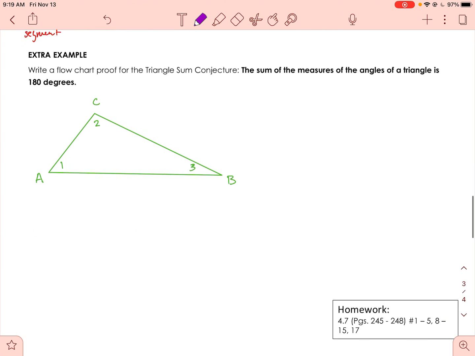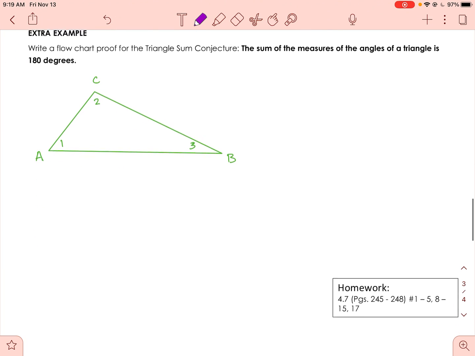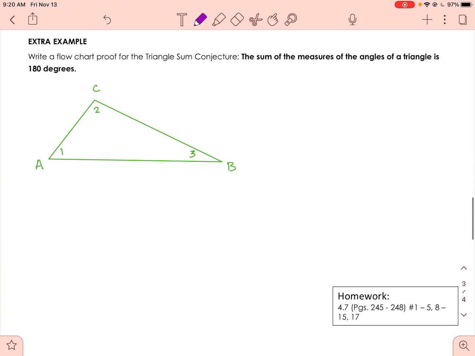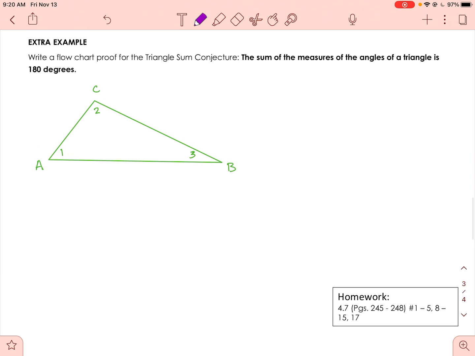Now, let's look at one more example. This one is going to be just a tad bit more involved. It has a lot more parts to the flowchart that we are going to write. So what we want to do is prove the triangle sum conjecture, which again, remember, states that the sum of the measures of the angles of a triangle is 180 degrees.